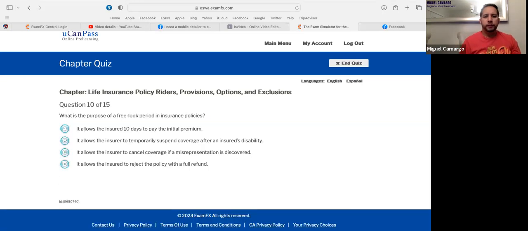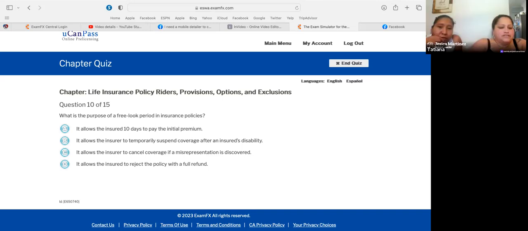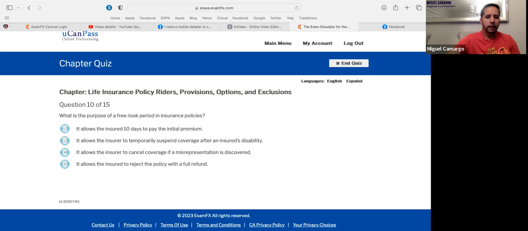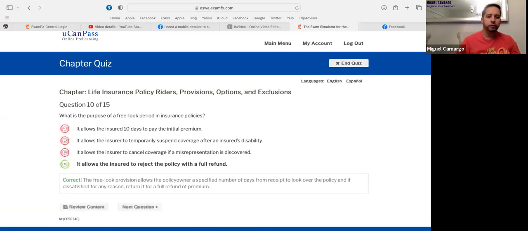What is the purpose of the free look provision or free look period in a policy? It's a D. You said D. It allows the insured to reject the policy for a full refund. I would agree with you. Let's go. Come on, we're doing well, ladies.